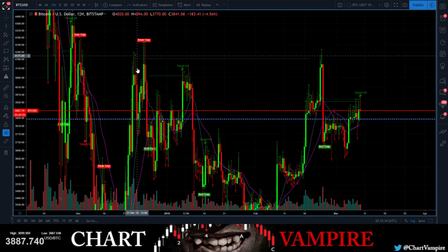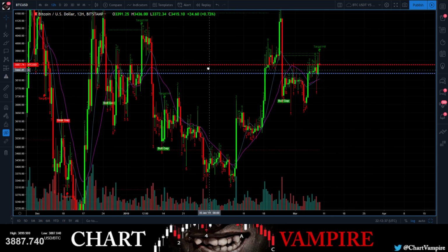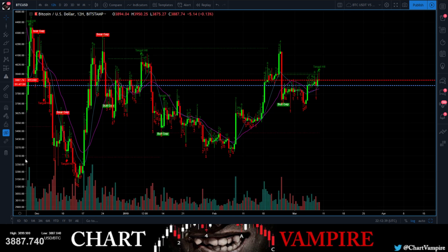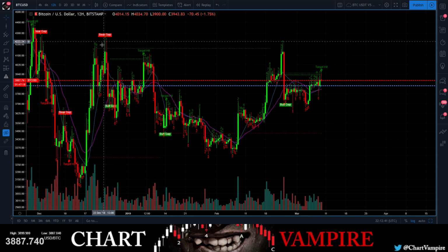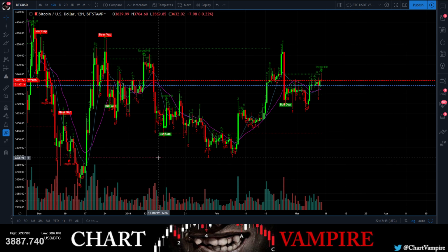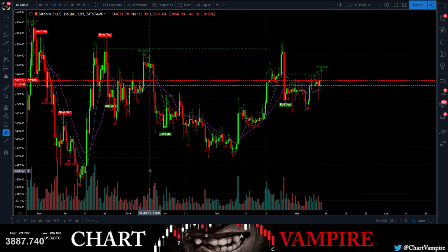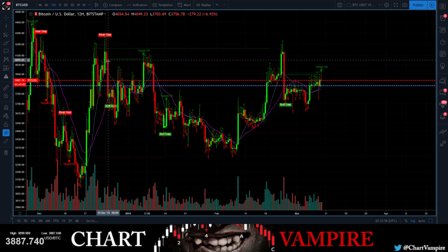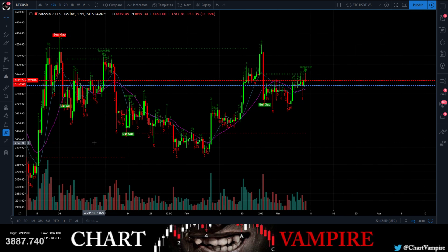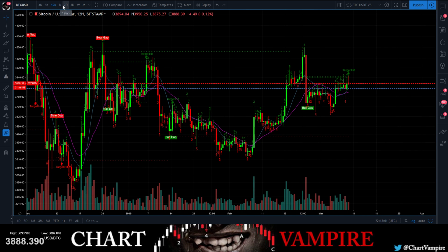Okay, bear gap. You can see where that bear gap did not get filled, right there. That one's still empty. It's all the way down here, 3,300 somewhere. Where is that gap at? Where's that bear gap? I know we have a gap that's way down over yonder that needs to get filled.